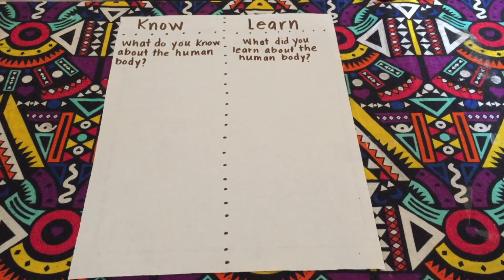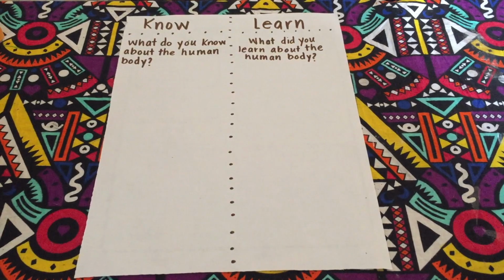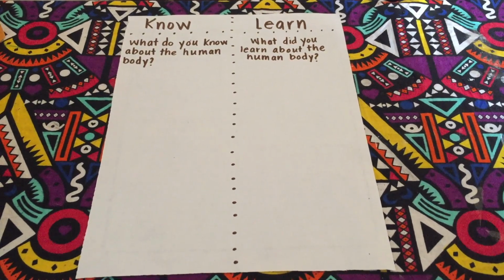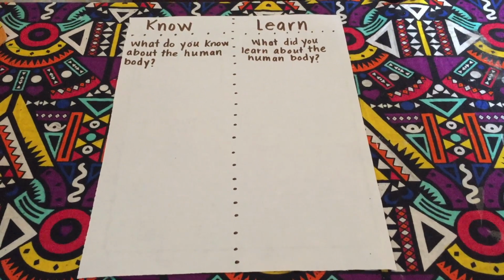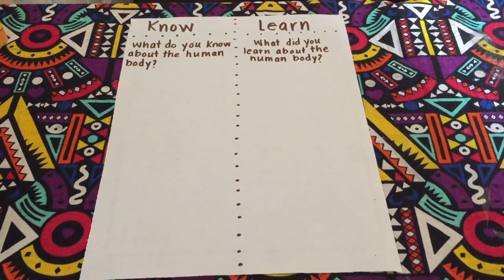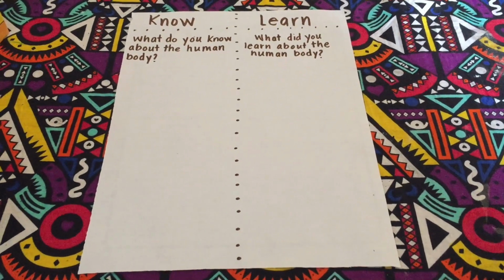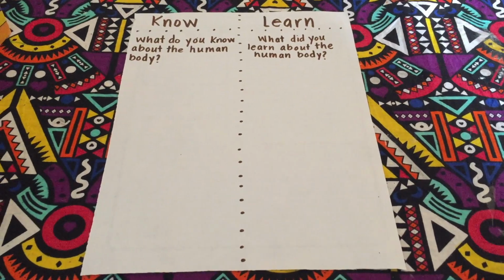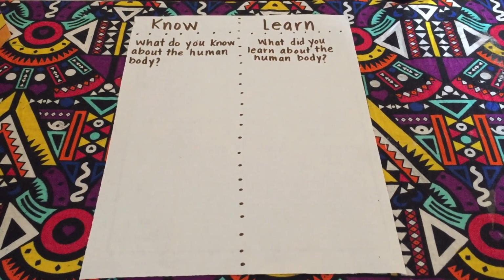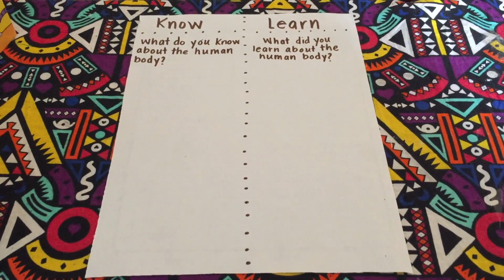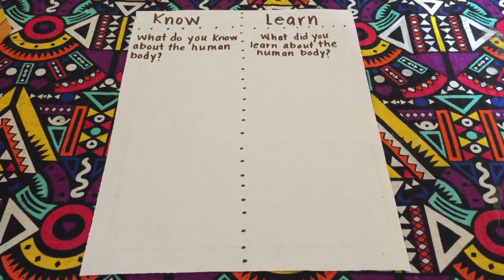So today I'm going to teach you the different parts of your body, their functions, and how we can keep them healthy. Let's begin by completing a know and learn chart. Create this know and learn T-chart in your composition books. You're going to create one column for your know section and answer the question, what do you know about the human body? Think about what you know about the human body and write it in the know column.